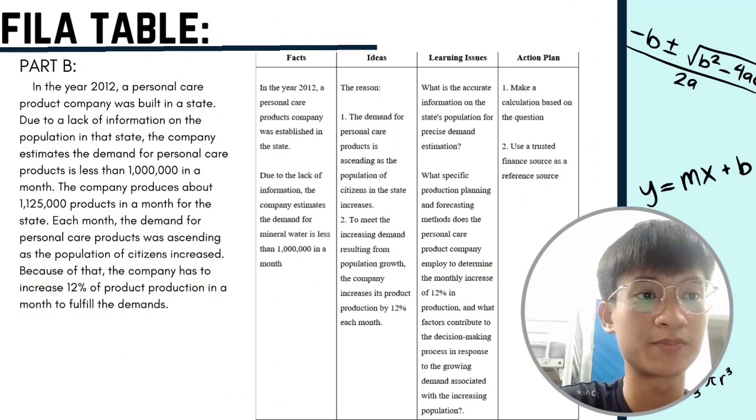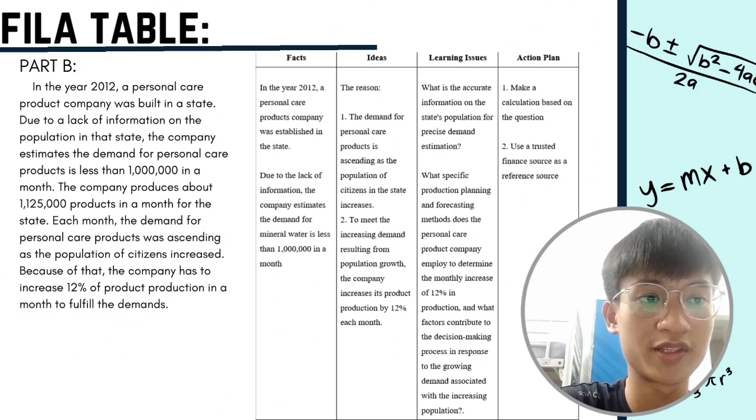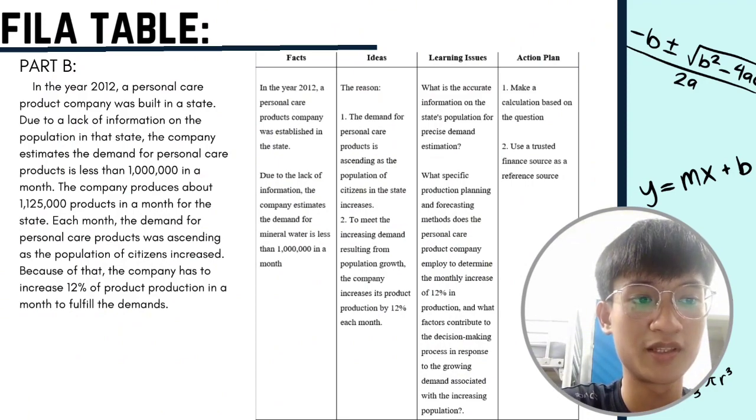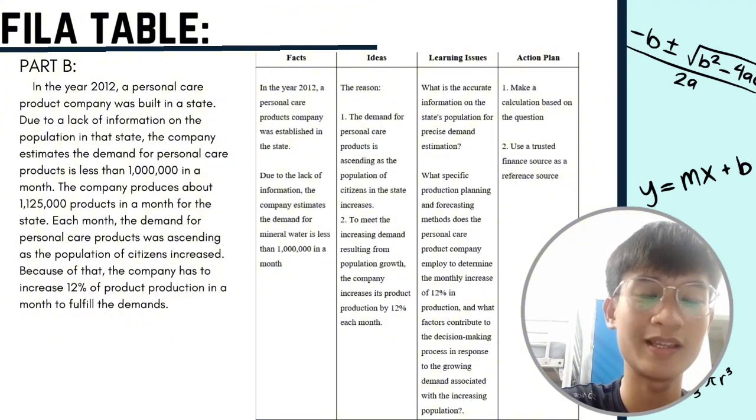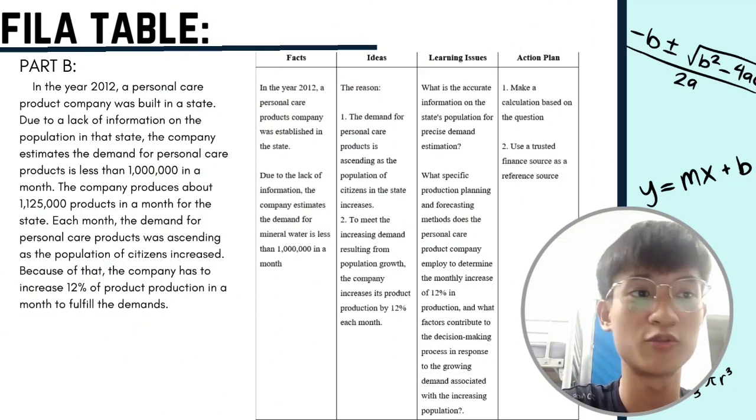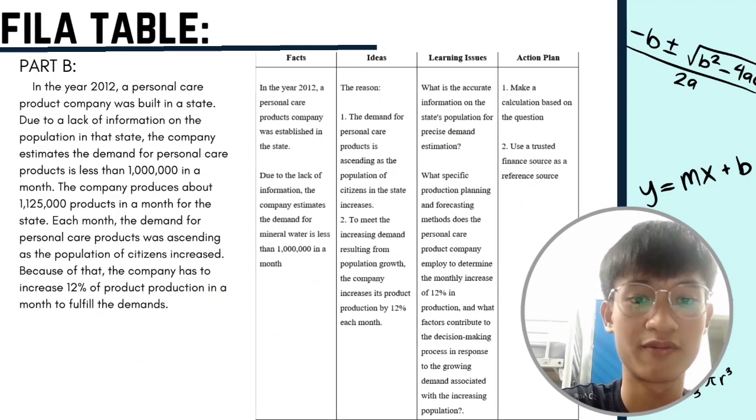And the learning issue for this project is that we need to know what is the accurate information on the state's population for precise demand estimation. Also, we need to find out what specific production planning and forecasting methods the personal care product company employs to determine the monthly increase of 12% in production, and what factors contribute to the decision-making process in response to the growing demand associated with the increasing population. And lastly, for the action plan, we need to make a calculation based on the question and use a trusted finance source as a reference resource.